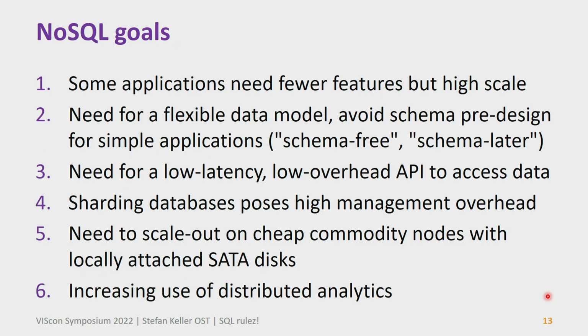Now the goals have been to have fewer features but high scalability. Another goal was to have a flexible data model to avoid schema pre-design for simple applications and prototypes. That's called schema-free or schema-later. The other goal was a need to have a low latency, low overhead API to access data. And another was to shard databases, and the final one, to scale out. And the fifth one, to scale out on cheap hardware. And sixth, to have an increased use of analytics, which is, you remember, on the opposite side of transactional processing.